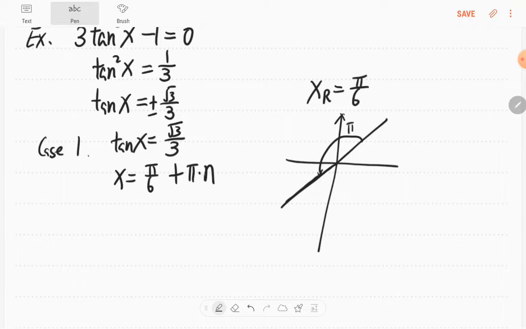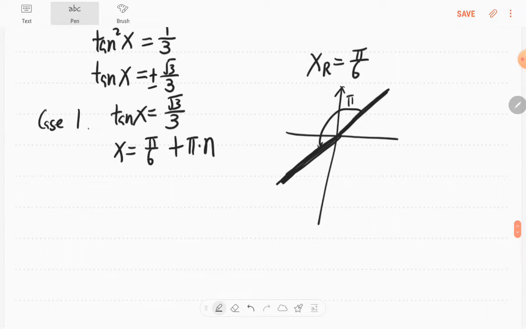When n equals an odd number, it will include all the angles in this terminal side. When n equals an even number, it would be all the angles in this other terminal side. So it includes everything. So this is this case, and here n is any integer, so we use Z to represent the set of all integers.